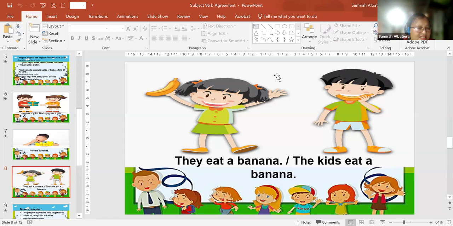Subject. What specific subject? Plural subject. Very good. Plural subject. That is why you use the verb eat, wherein the verb eat is actually the original base form of the verb. Or you can replace they with the kids. The kids eat a banana. Just the same, right? There is no difference. We simply use a pronoun and the banana.